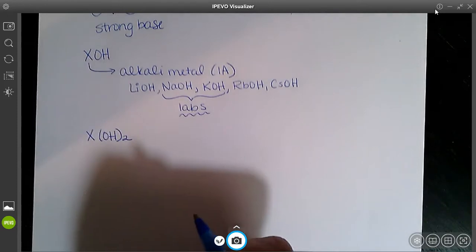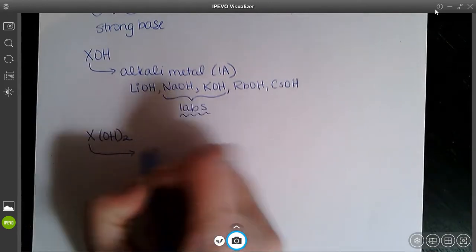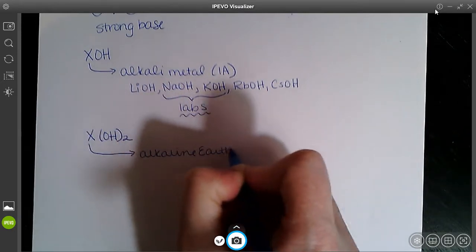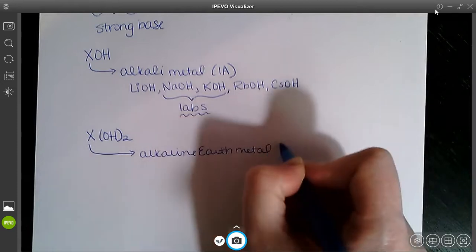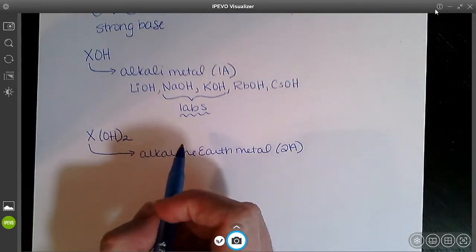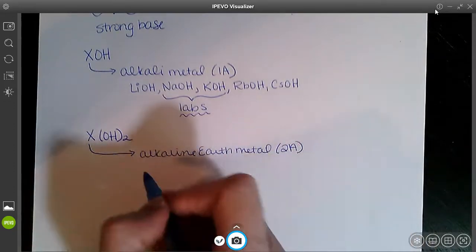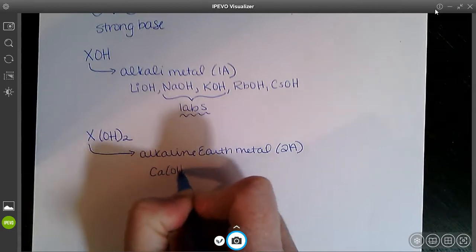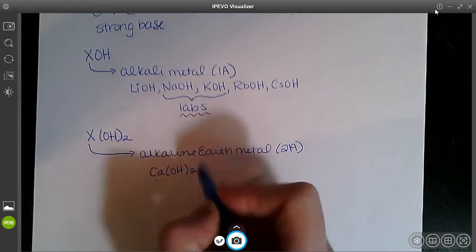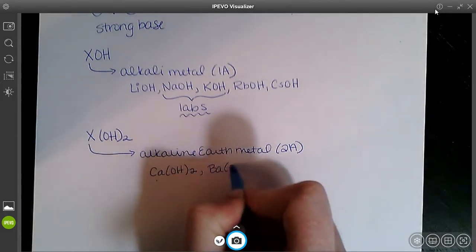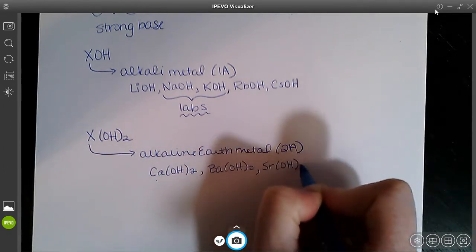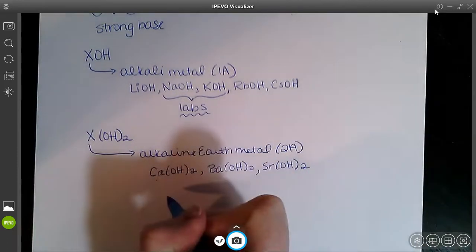We're also going to have XOH2 that are strong bases, and that's when your X is an alkaline earth metal. Those are in group 2A. So why it's got a 2 after is because these make a positive 2 charge. So like calcium hydroxide. Calcium makes a 2+. Each hydroxide is a -1, so I need 2 of them. Or like barium hydroxide, that's a strong base. Strontium hydroxide, etc.